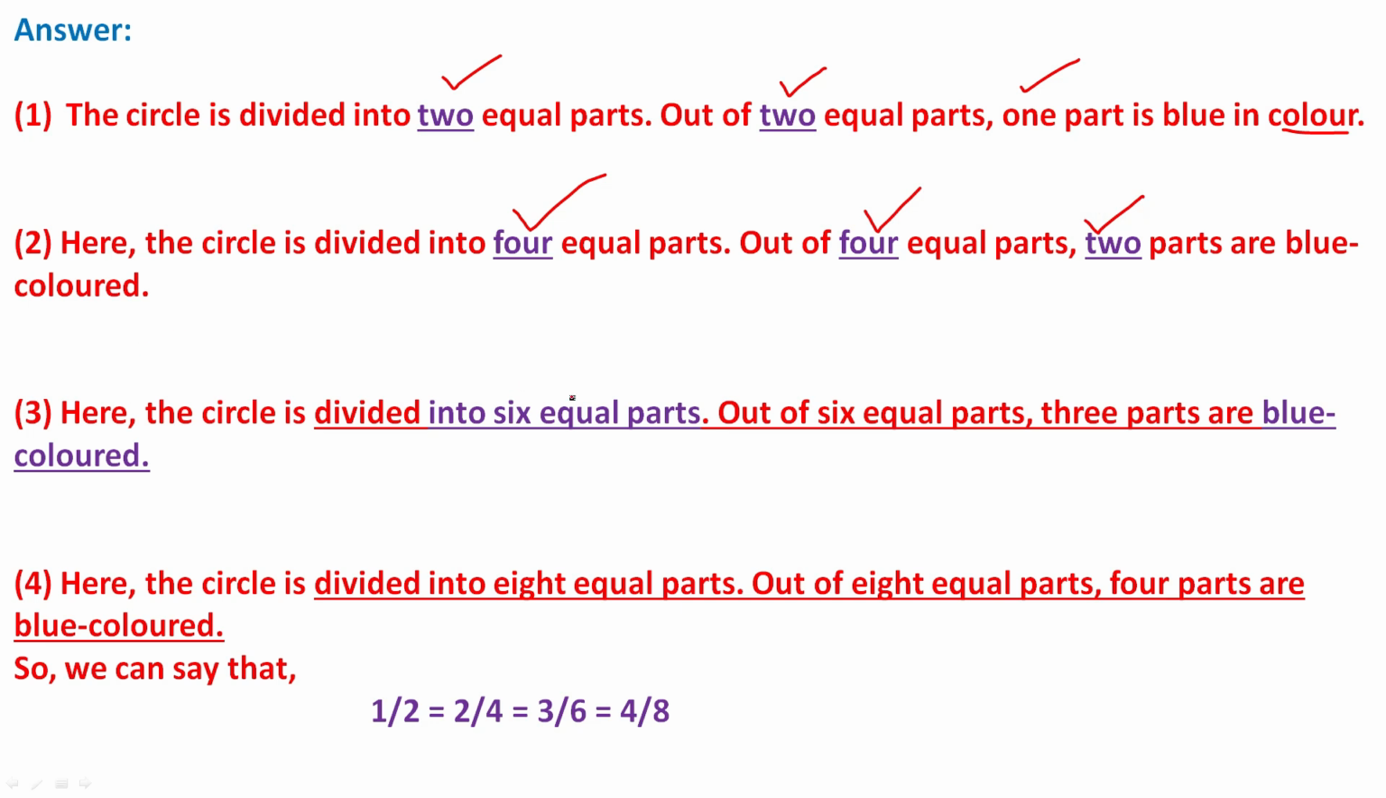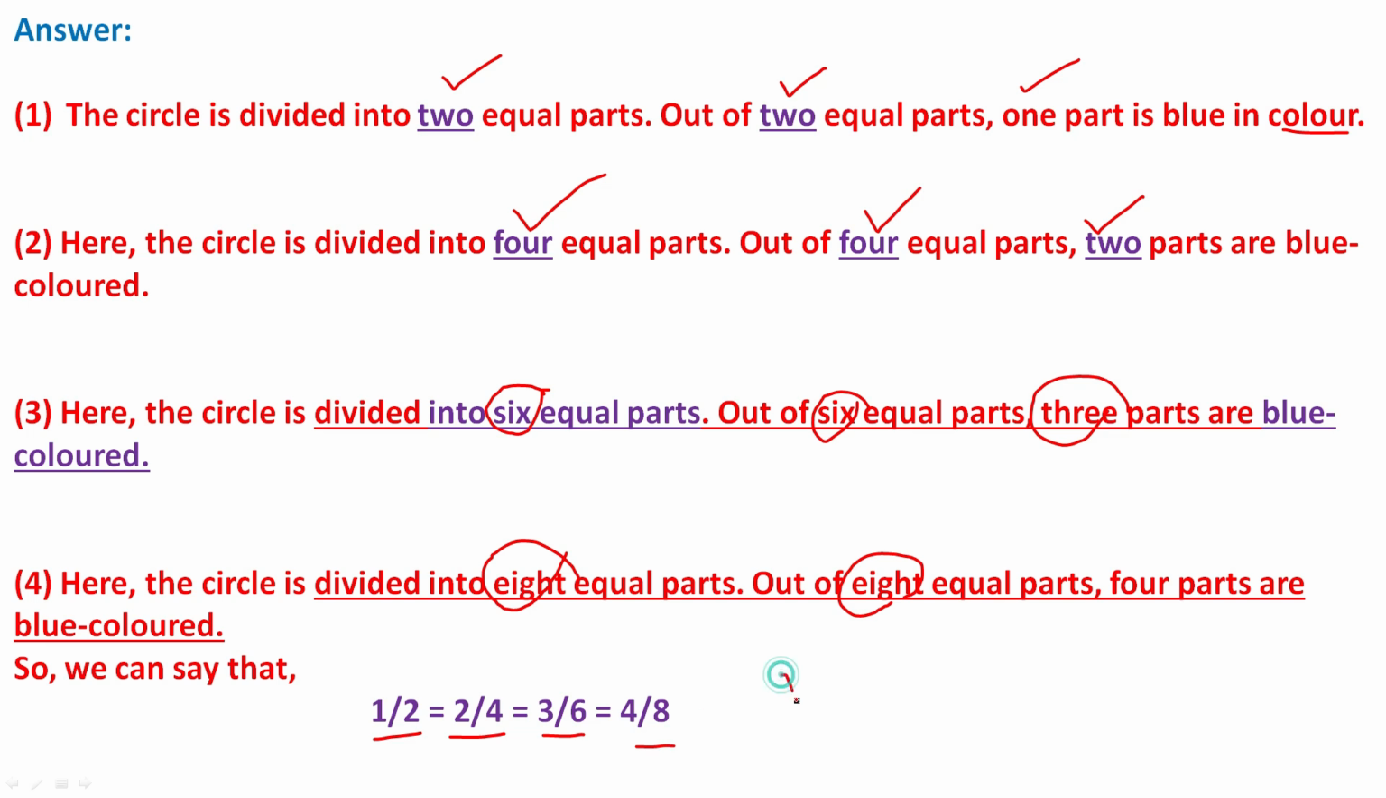Here the circle is divided into 6 equal parts in the third figure. Out of 6 equal parts, 3 parts are colored blue. Fourth sum. The circle is divided into 8 equal parts in the fourth figure. Out of 8 parts, 4 parts are blue. So we can say 1/2 is equal to 2/4 is equal to 3/6 is equal to 4/8.